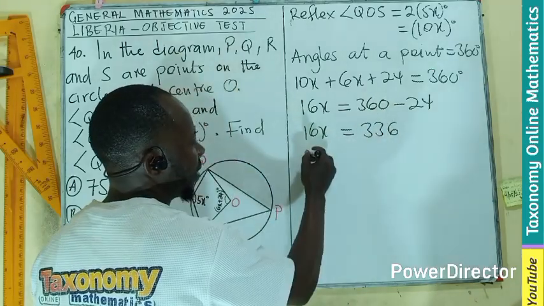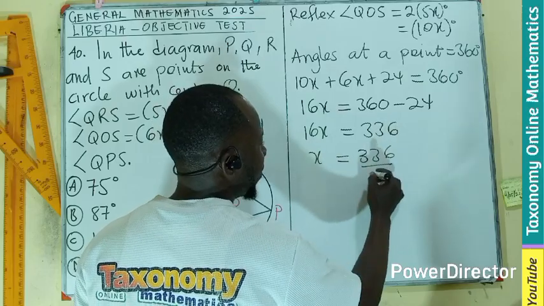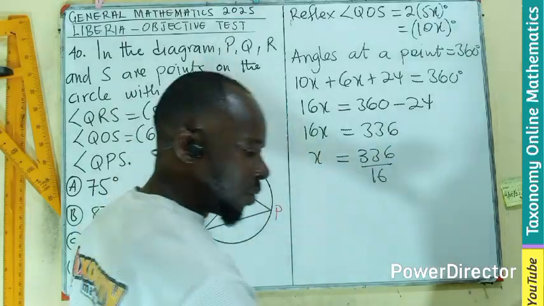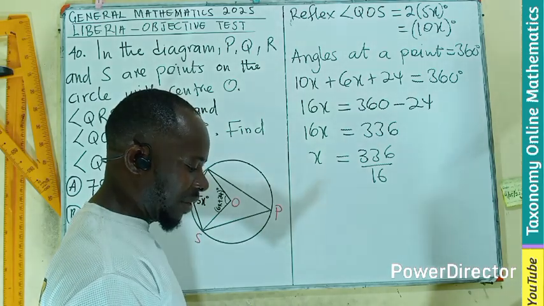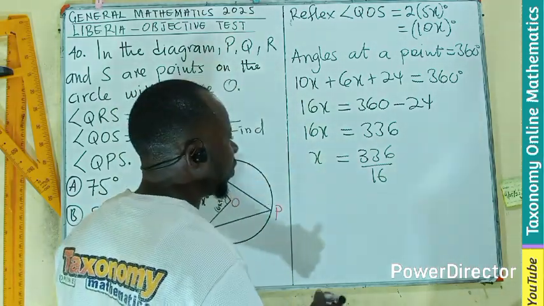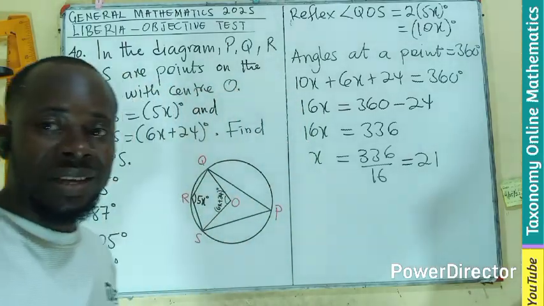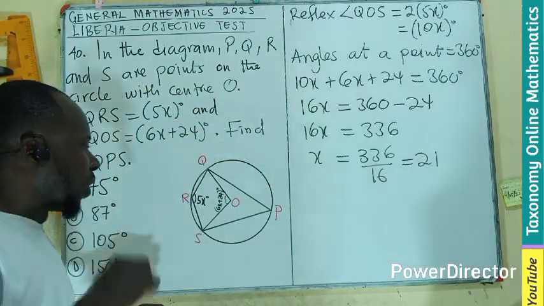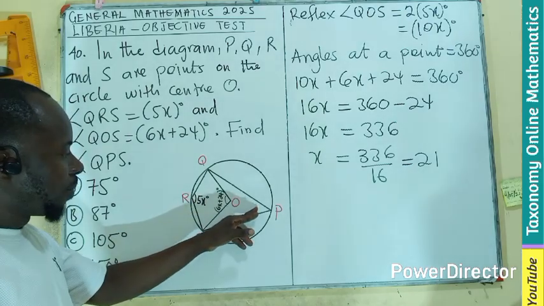I think this will give you 336. It is the x we are interested in, therefore 336 divided by 16. We can check that on our calculator. 336 divided by 16 will give you 21, meaning the value of x is 21. Now, what do we need? We are looking for the angle here.